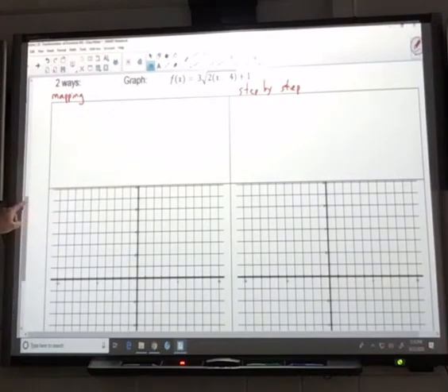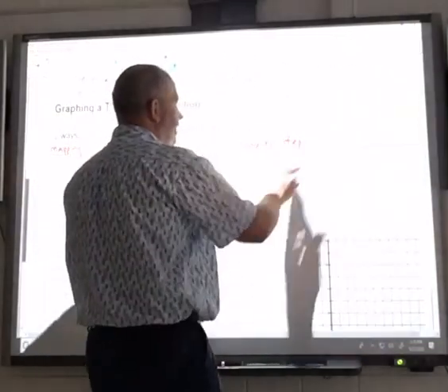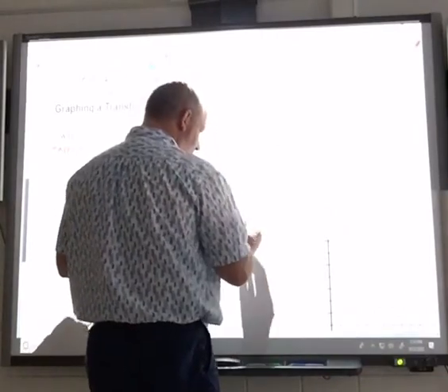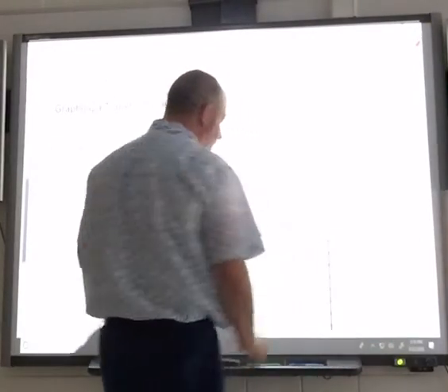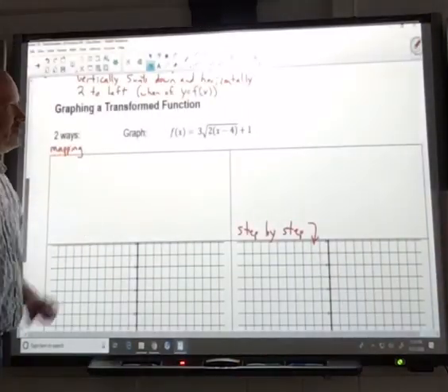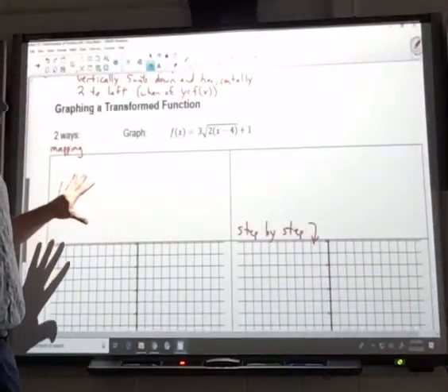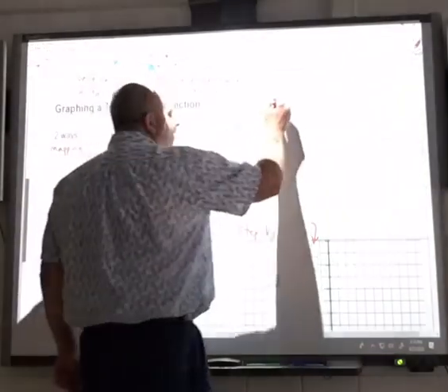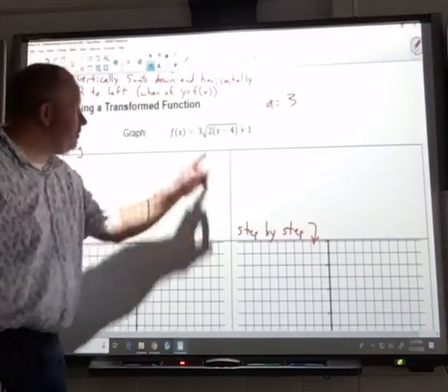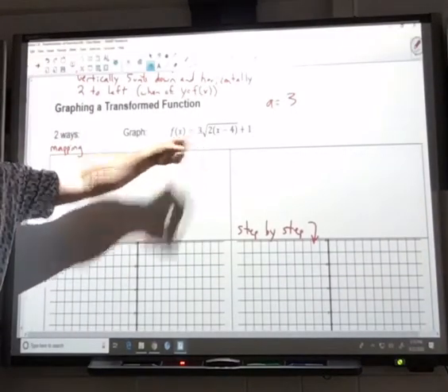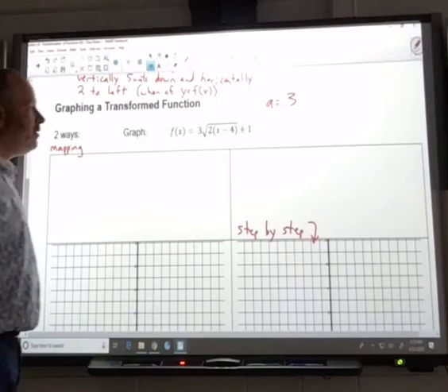So actually, for the step-by-step maybe I'll just do it right on the graph. So we'll go step-by-step. And I may want to have extra room so I can do the mapping technique. So maybe I'll create my mapping rule over here, and then I'll do my table of values over here. So what is my A value? It's 3, which is going to be a vertical stretch by a factor of 3. Who am I stretching? There it is, the root function. The root function is the base or parent function that we have.